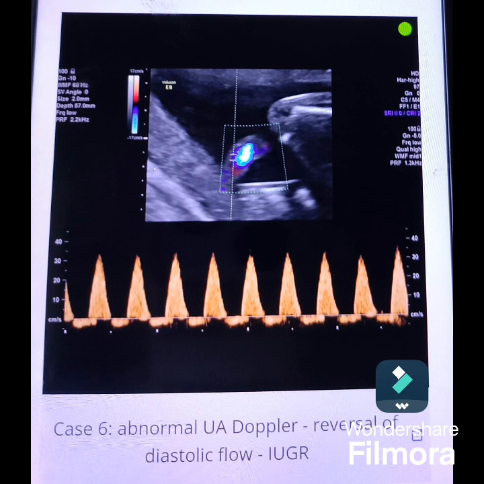Bilateral uterine arteries are usually taken to evaluate whether it is significant or not. Bilateral uterine early diastolic notch: after 22 weeks, early diastolic notch is abnormal.